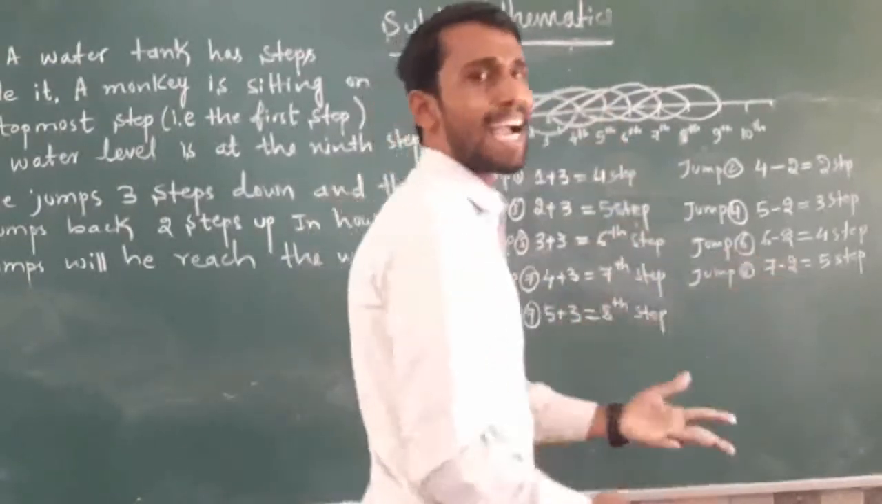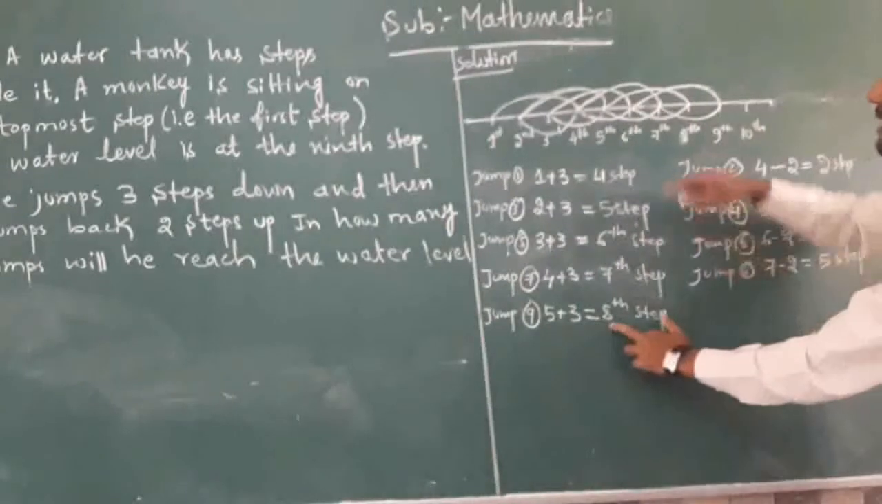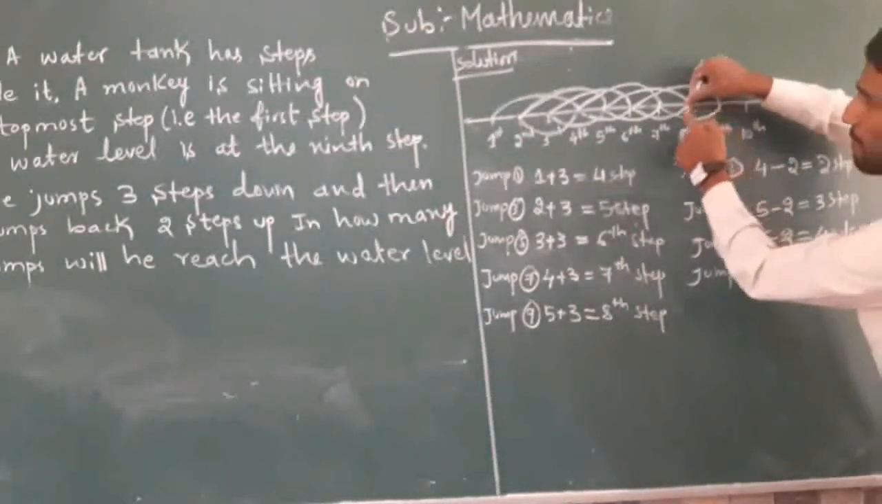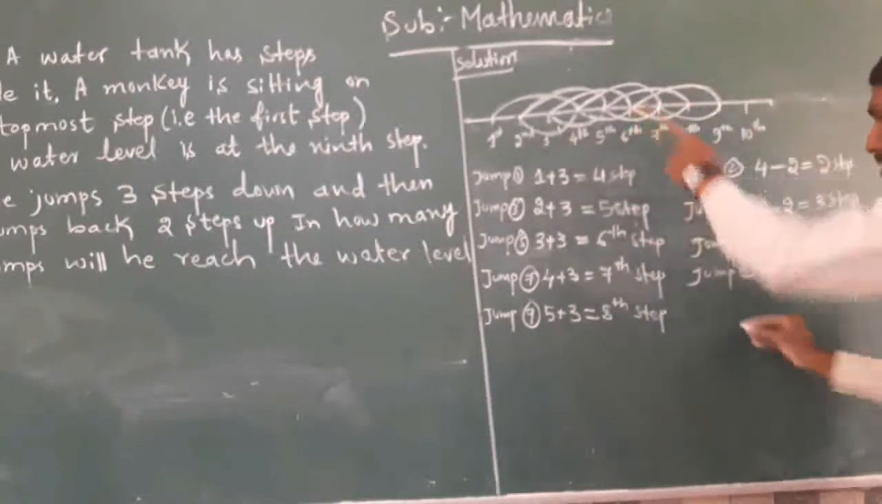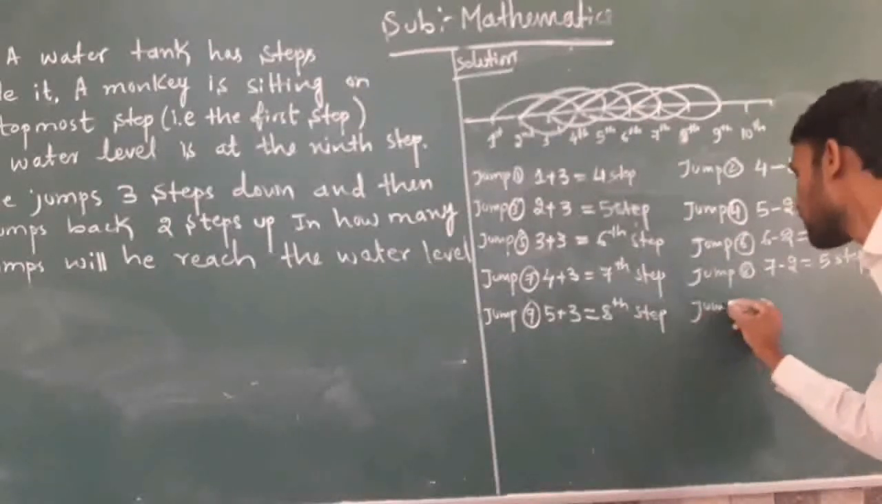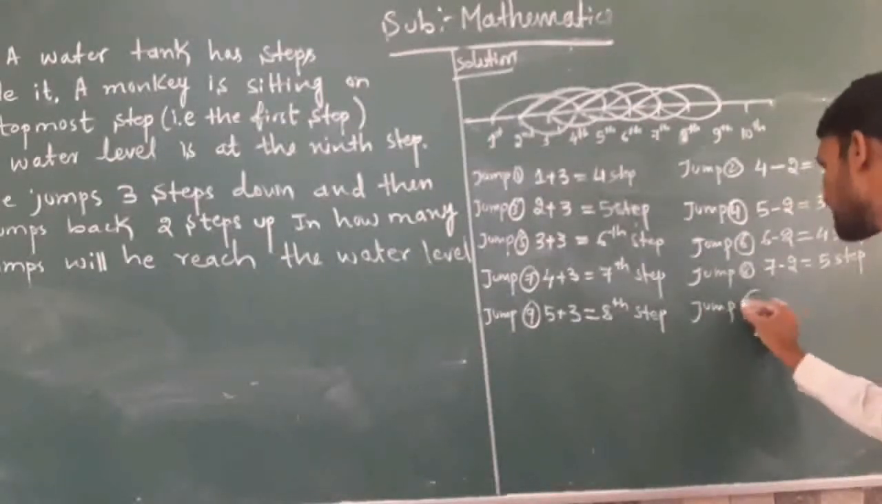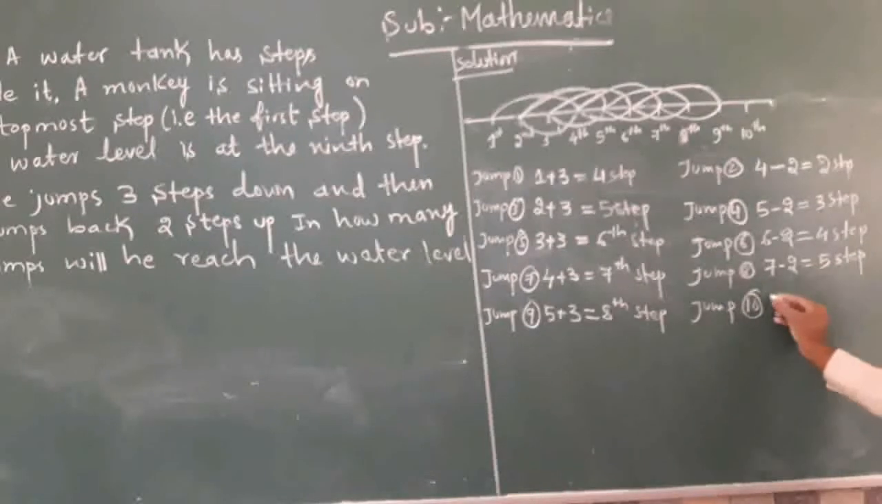Again jumping back 2 steps. Monkey is here, 8 step. Again jumping here back side. That is the 6. Jump number, how much here? Jump number is 10. Okay, jump number is 10. 8 minus 2 back. Okay, when we are doing subtraction, 8 minus 2, how much?